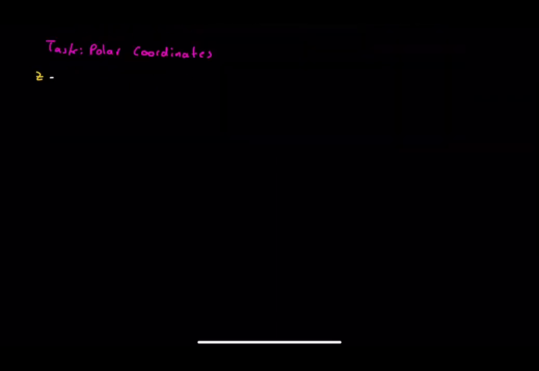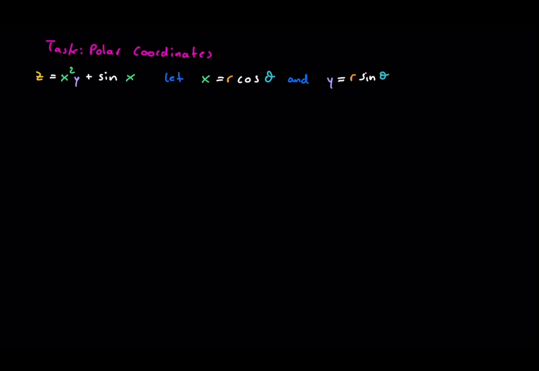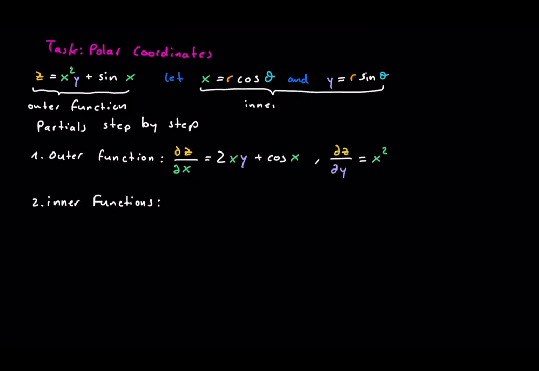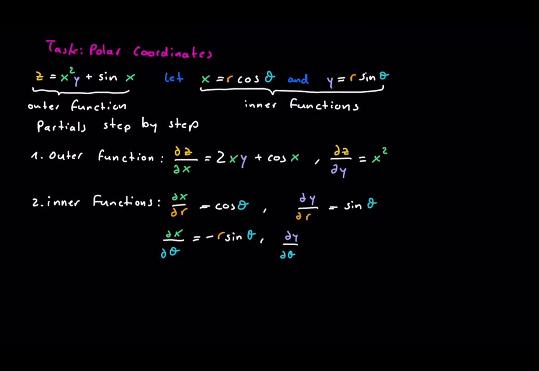Polar coordinates. Take z equals x squared y plus sine of x, and let x equal r cosine theta, y equal r sine theta. We want to find how z changes with respect to r and theta. Step 1. Compute the outer partials. Partial z/partial x equals 2xy plus cosine x, and partial z/partial y equals x squared. Step 2. The inner partials. Partial x/partial r equals cosine theta. Partial y/partial r equals sine theta. Partial x/partial theta equals negative r sine theta. And partial y/partial theta equals r cosine theta.